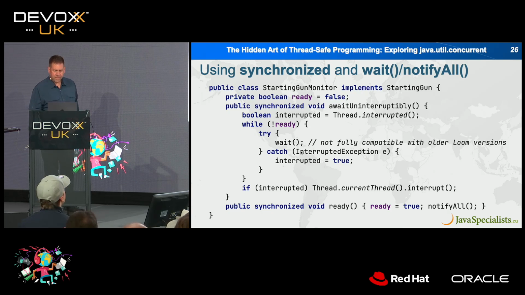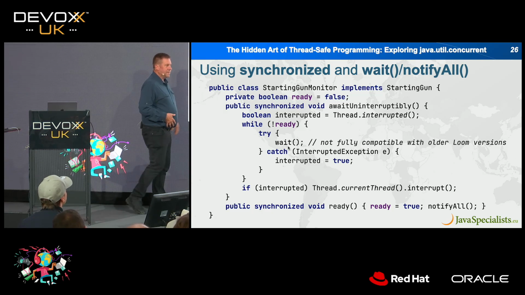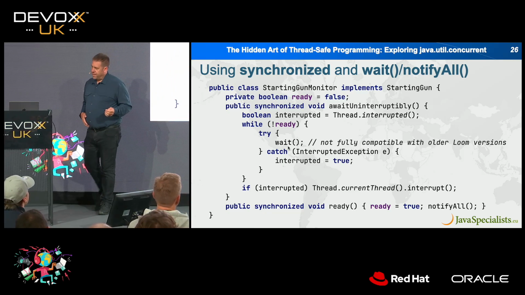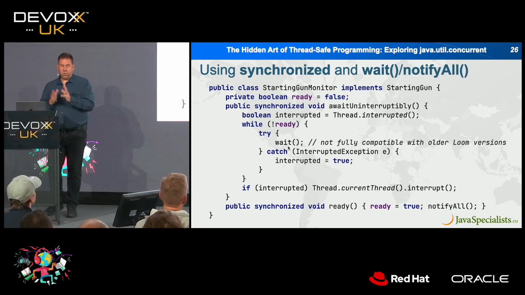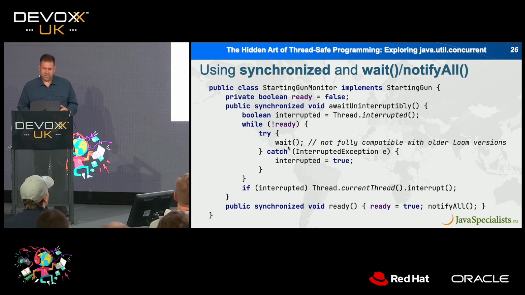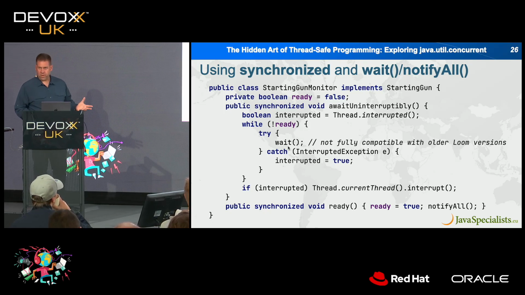If I get interrupted, I'm going to catch InterruptedException, throw it away, remember that I was interrupted, and go back into the wait. Now the problem with wait is that wait doesn't really work very well with virtual threads before Java 24. From Java 24, they fixed that, so it's now working fine with virtual threads. But this would not be good code if you're working with Java 21, for example.